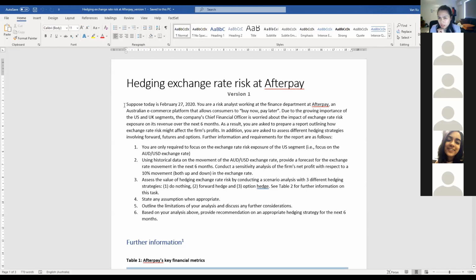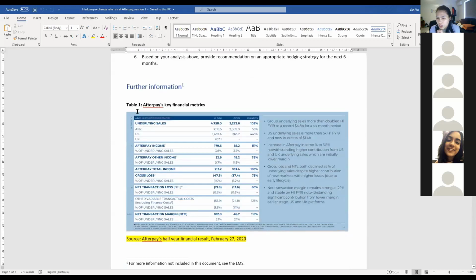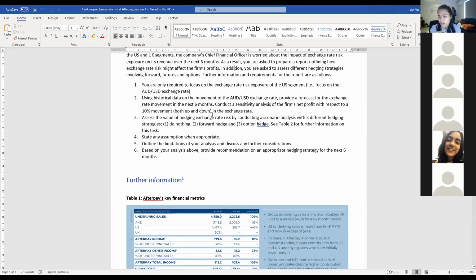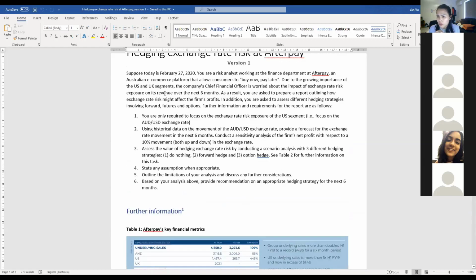You're going to be looking at the foreign exchange rate risk exposure of this company. If you look at their recent announcement on ASX, you will see that they have recently expanded into the US and the UK market. Your job is to look at how foreign exchange rate risk exposure could affect their income. We'll talk about foreign exchange rate risk management later on in weeks 7 and 8, but as an overview, this is what you're required to do in your assignment.